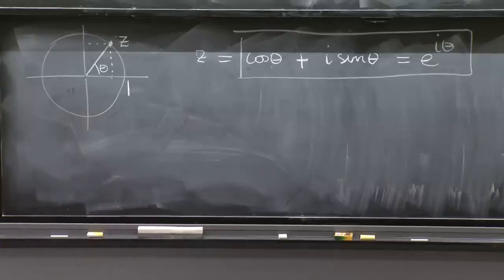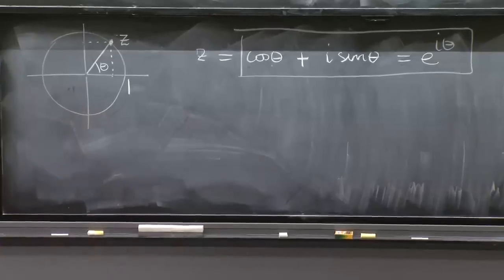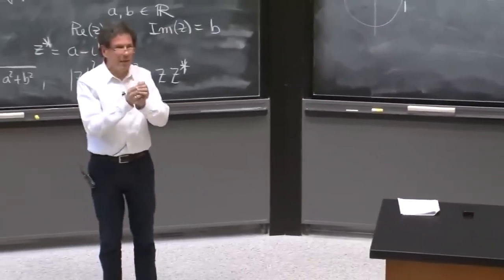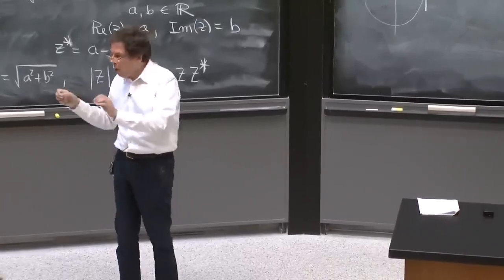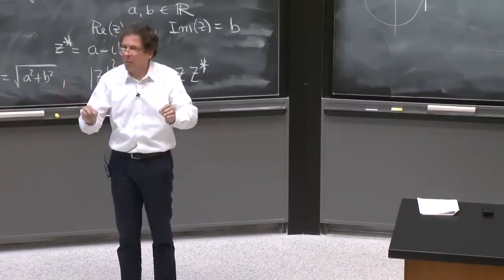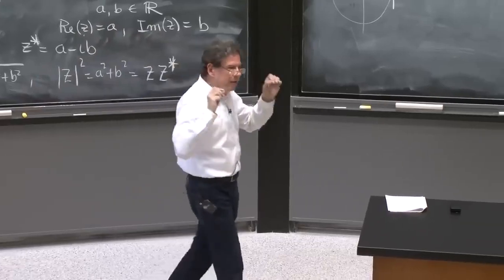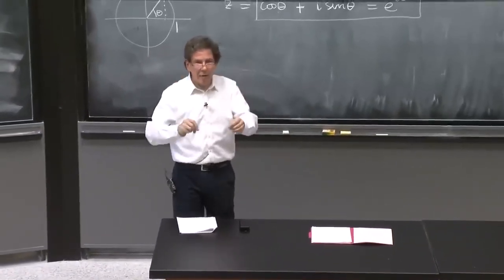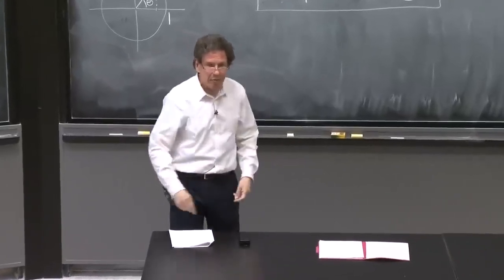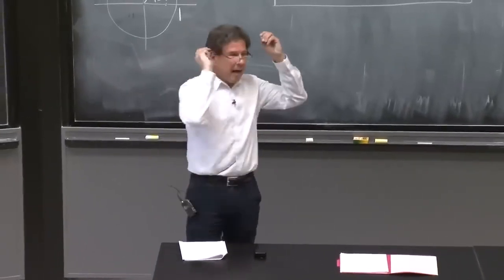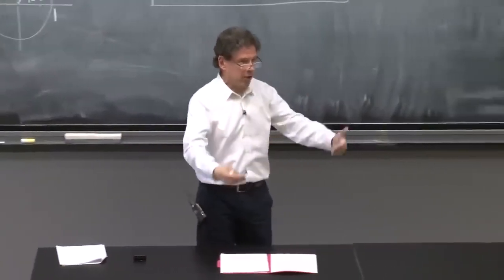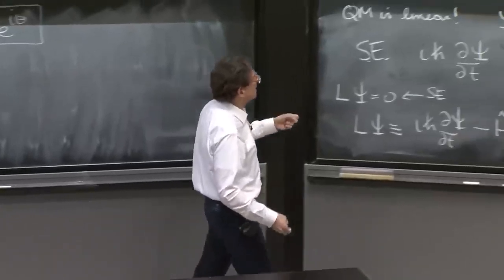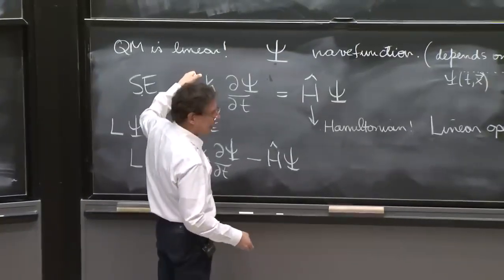So complex numbers, you use them in electromagnetism. You sometimes use them in classical mechanics, but you always used it in an auxiliary way. It was not directly relevant because the electric field is real, the position is real, the velocity is real, everything is real, and the equations are real. On the other hand, in quantum mechanics, the equation already has an i.